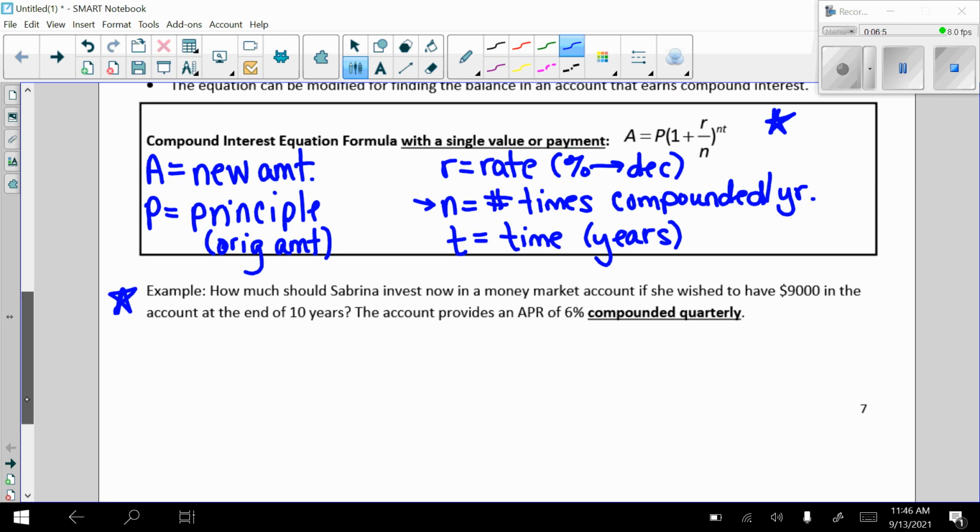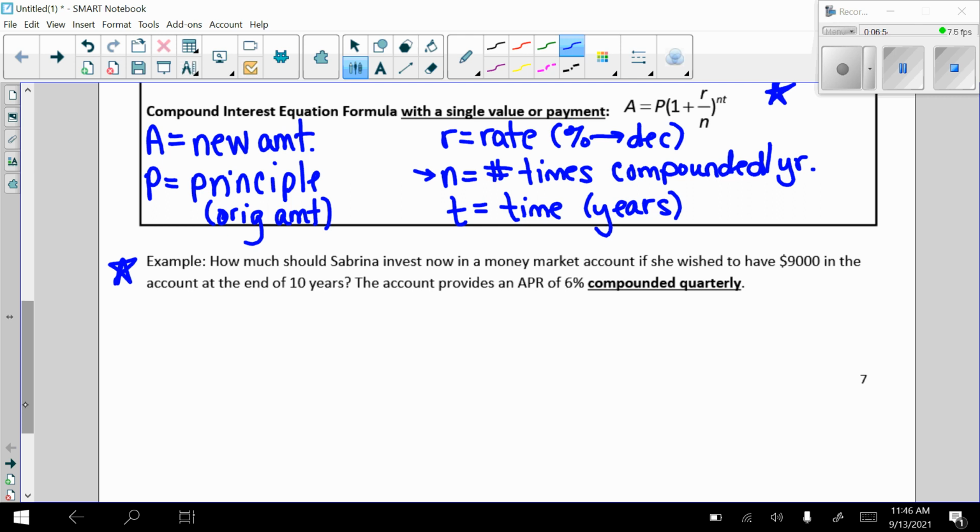Okay, so let's take a look at this problem. I'm going to keep the equation up there, and seeing that we're dealing with money, I'm going to start writing in green. We want to know how much Sabrina should invest in a money market account if she wants to have $9,000 saved at the end of 10 years. She's getting 6% interest compounded quarterly.